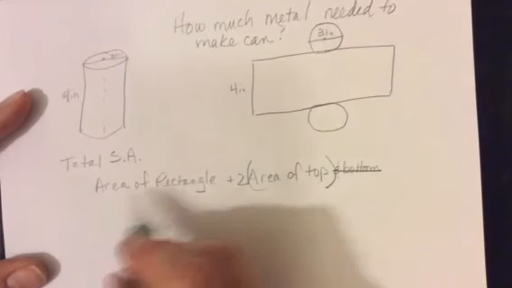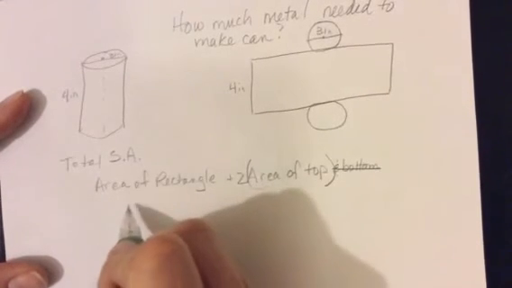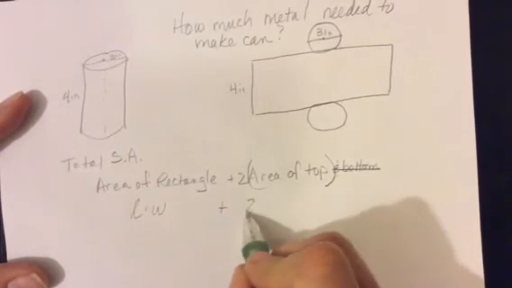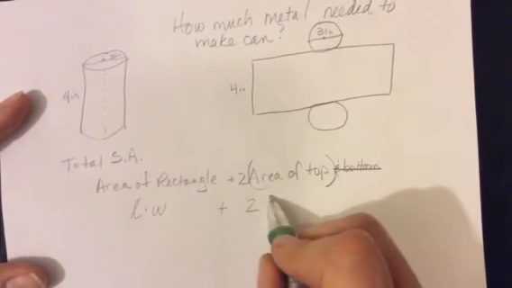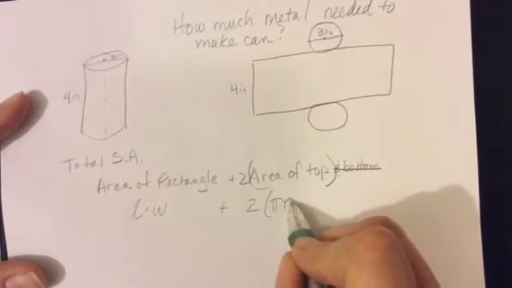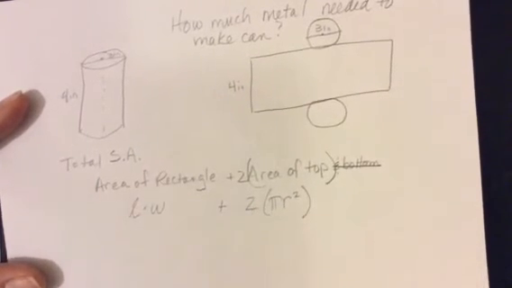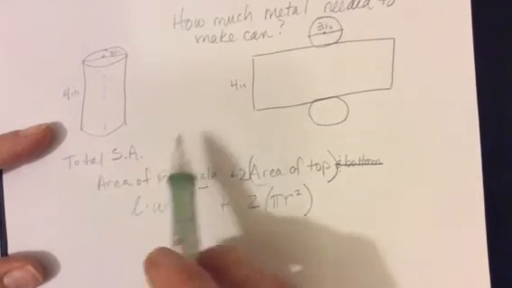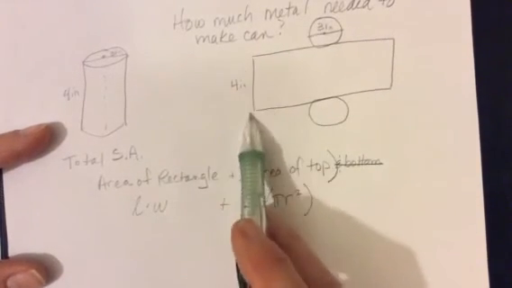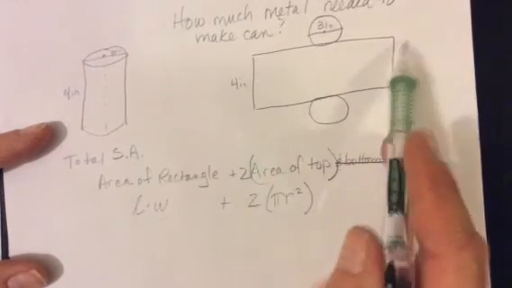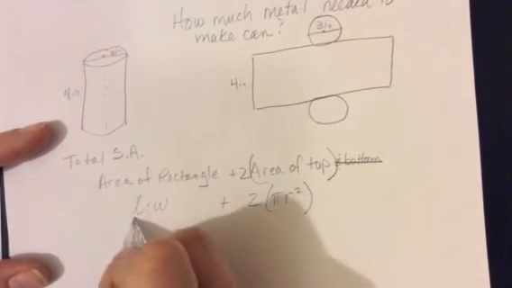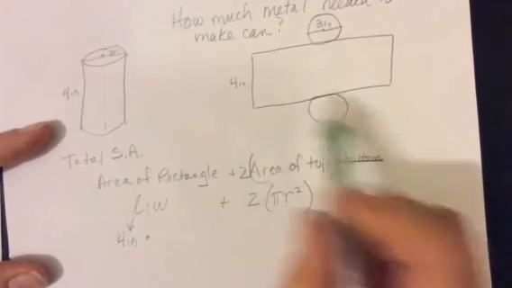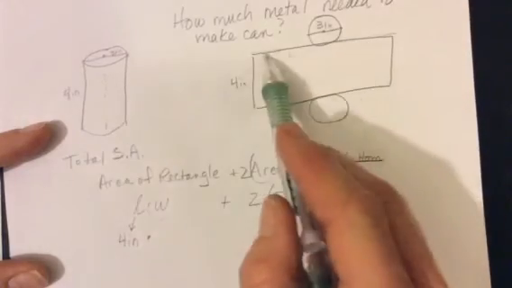All right, so to find the area of the rectangle, we know we have to take length times width plus the area of the lid. It's pi r squared is the area of a circle, and then we're going to take it times 2. All right, now this part, the length, if we want to call the length 4 inches or the height 4 inches, then the width would be this right here. So we're going to say length is 4 inches, and we're going to multiply that times the width. Well, we have to figure out what the width is.